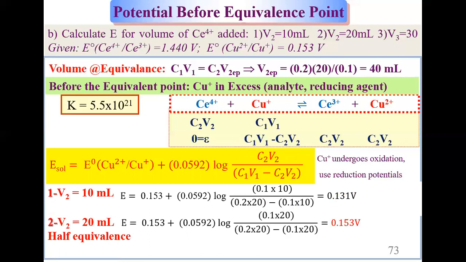At 20 milliliters, let's try that. Everything else stays the same except the V2, so substitute everything in instead of the V2 and you get a potential. And guess what? What is 20 mils? Yes, that's half equivalence. And in a titration like this, what's half equivalence? Yes, that's exactly the E naught of my analyte, which is the E naught of my copper couple in this case.